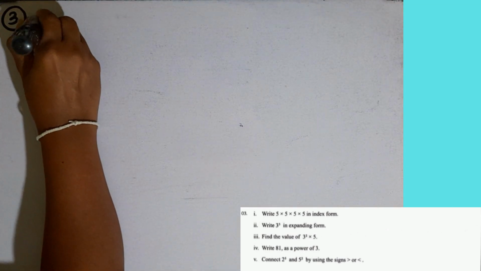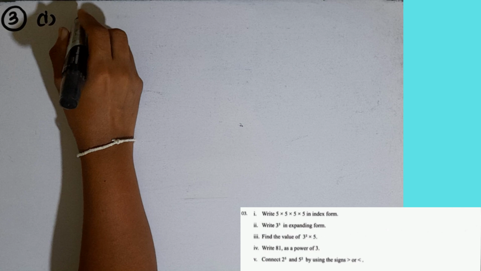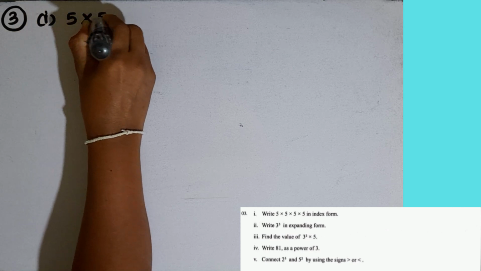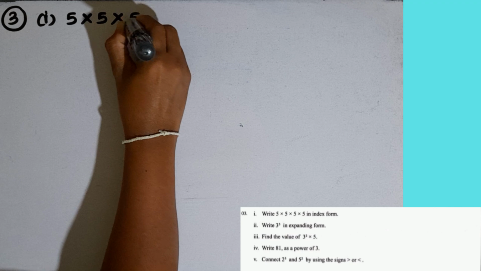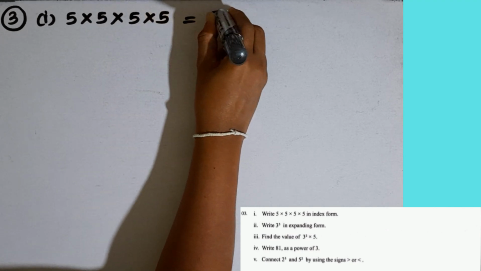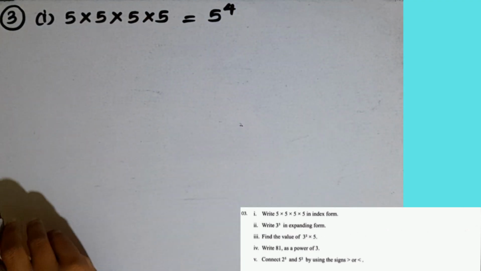Question number 3. First part. Write this one in index form. We are given 5 into 5 into 5 into 5. We can write it as 5 to the power 4. 5 is multiplied 4 times.